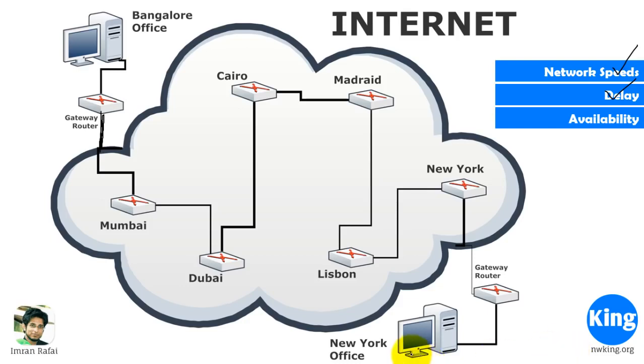Now, when I send data from New York to Bangalore, like we already discussed, it has to pass through a lot of nodes in between. But let's assume that we have another office in Boston. I love Boston, don't I? So let's say we send data from New York to Boston. It has to pass through a smaller number of nodes and hence it would reach much quicker. So that's another factor. If the distance between the two devices is long, you will have delay in the communication.